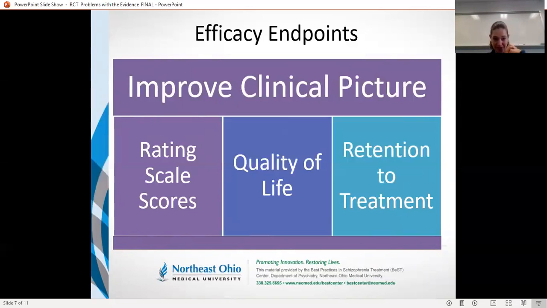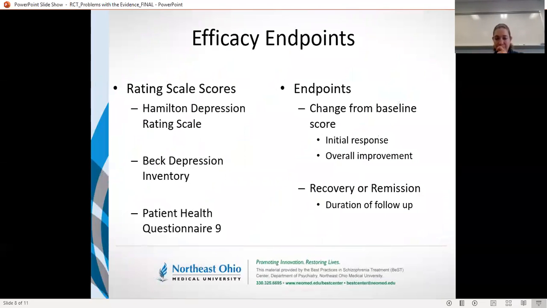And I put that at the top because ultimately that is the goal. For the trials that we see, we oftentimes see rating scale scores, quality of life scores, as well as retention to treatment. And we're going to talk about each one just a little bit here. So looking at some of the rating scale scores, I'm going to focus on depression just because most individuals have seen depression, antidepressant trials. It's a familiar example for me to highlight some of these differences.